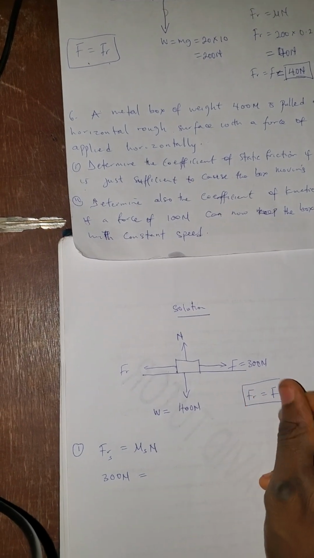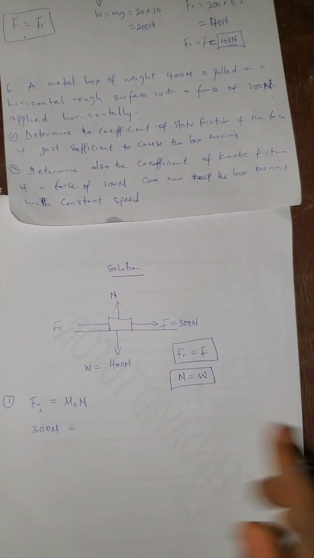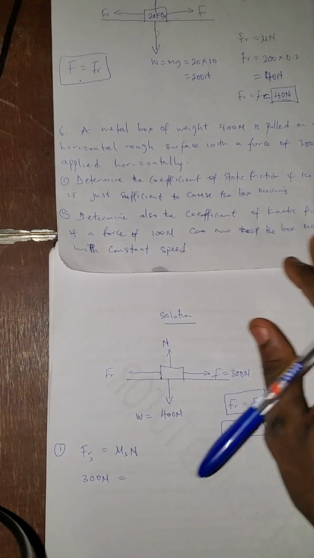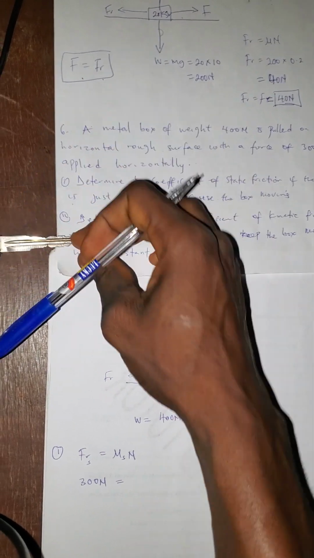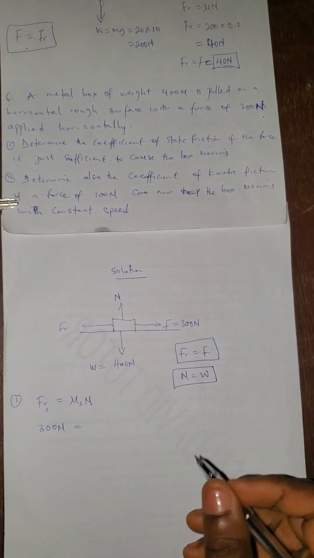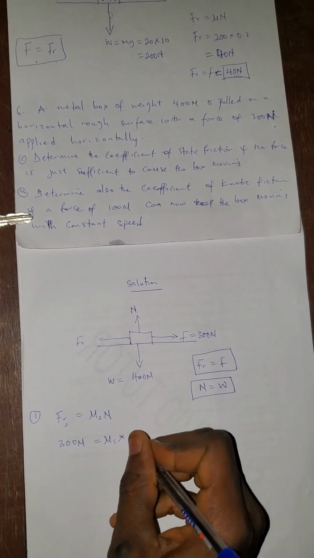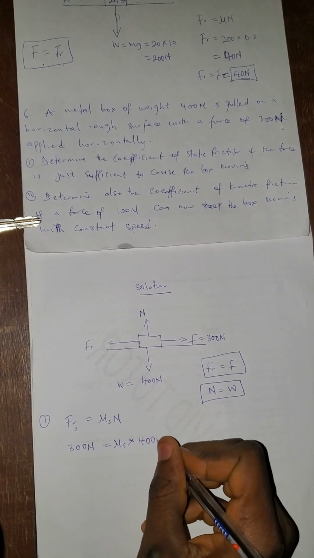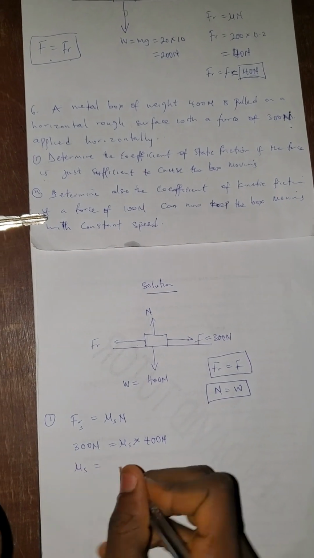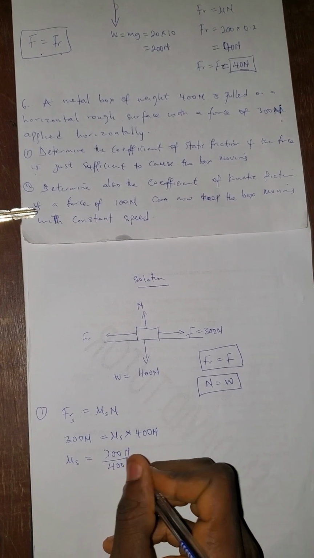I told you Fr will be the same thing as F. And at the same time, the normal reaction will be the same thing as the weight, if it is a horizontal surface. But if it's not a horizontal surface, if we are talking about an inclined plane, then it's not the same. Then the frictional force multiplied by the normal reaction here is 400 Newton. So the coefficient of the static friction will now be 300 over 400 Newton.